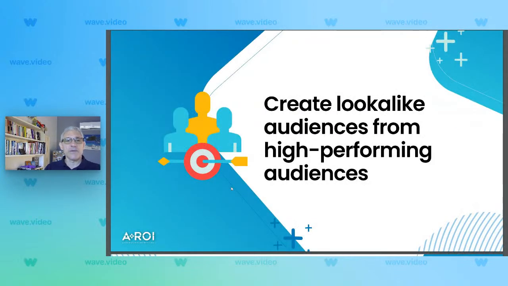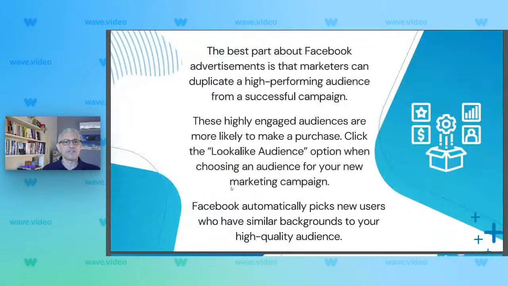Create lookalike audiences from high-performing audiences. All right, so what does that mean? The best part about Facebook advertisement is that marketers can duplicate a high-performing audience from a successful campaign, right? So if you've had success with a campaign and you know the audience who made it high performing, then you can actually engage with them again. So these highly engaged audiences are more likely to make a purchase.